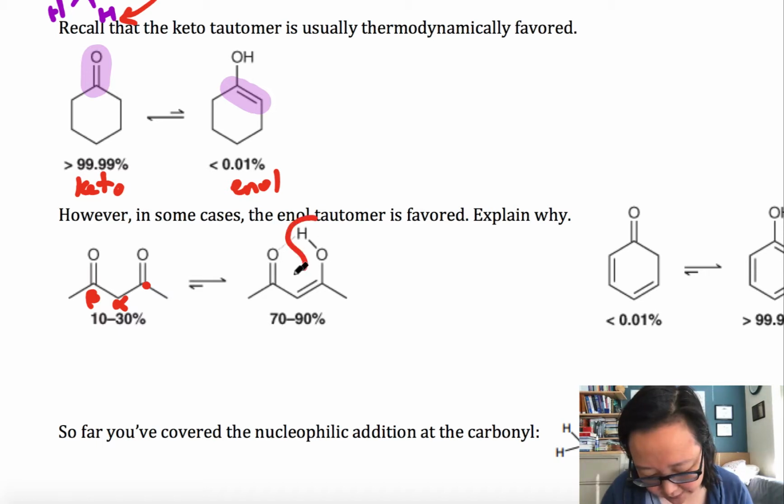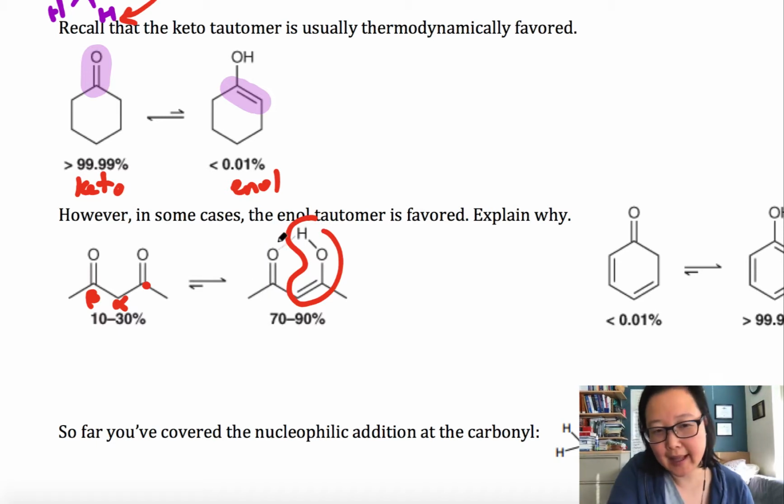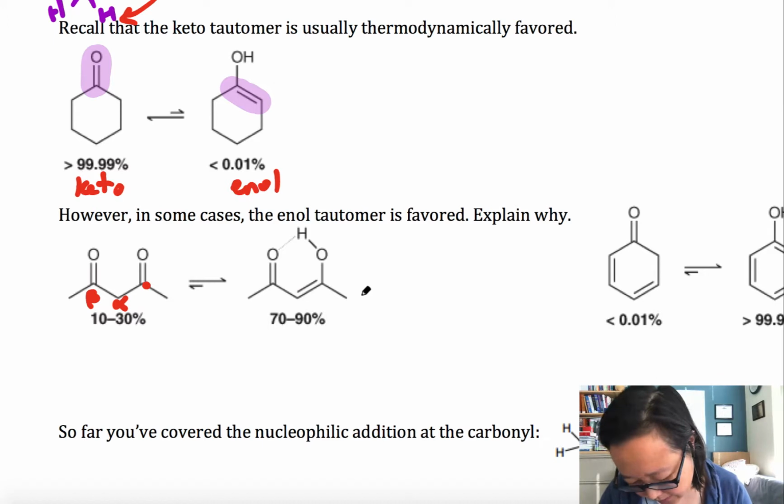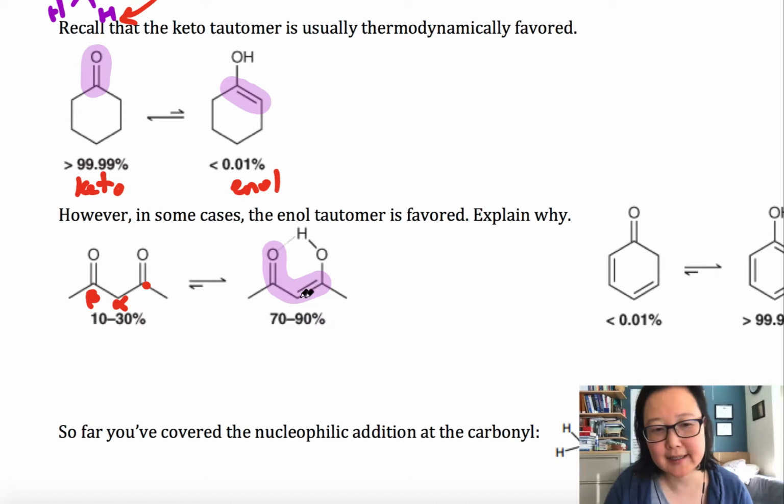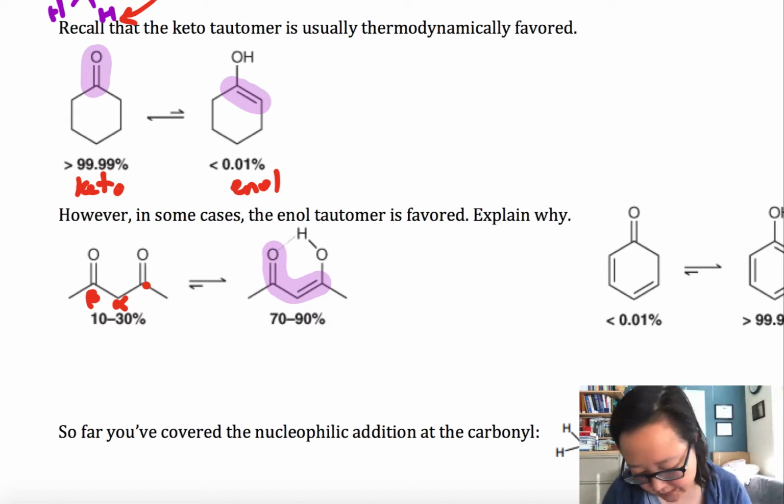This one over here is in its enol form. This one remains in its keto form. And the reason why this one's favored over this one, maybe you can see what that is. There's two possible explanations. One is you might see some conjugation here. So this is what we call an enone, where we have resonance stabilization there. So you might picture something like that.